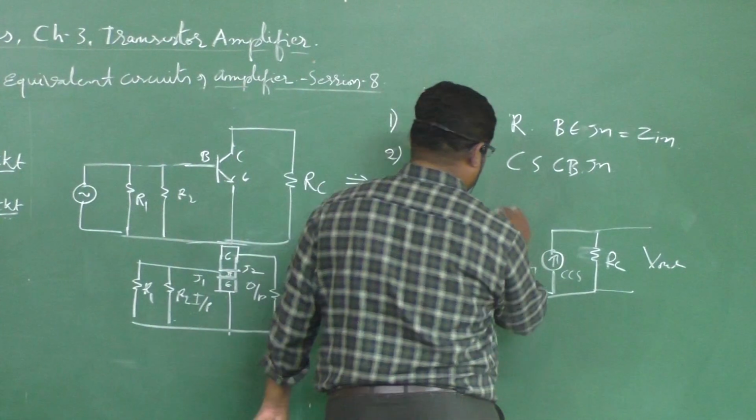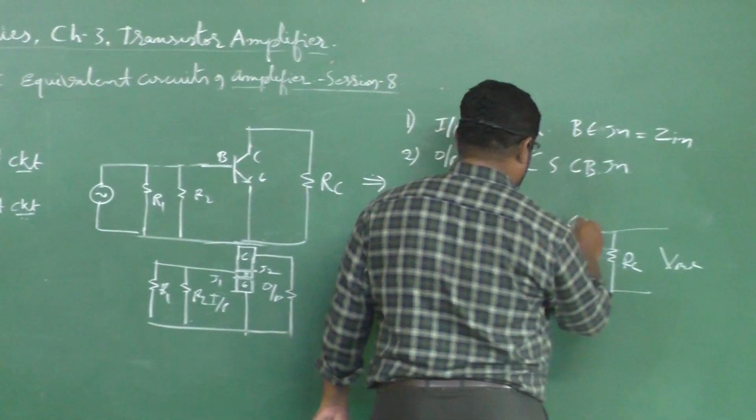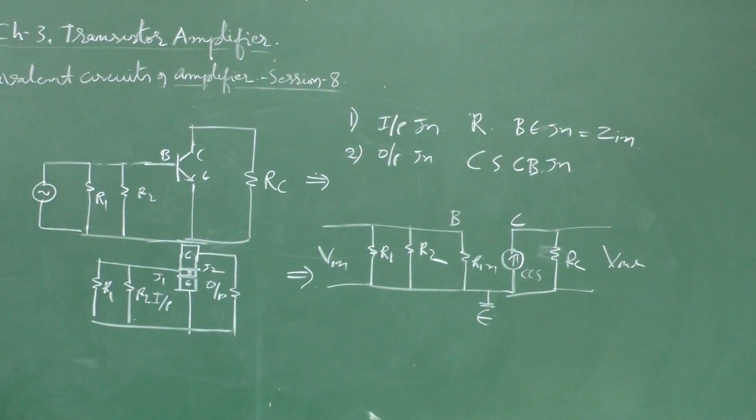So this is the base, this is the emitter, and this is the collector. So base, collector, and emitter. This R in is the input resistance, that is also known as Z in. Z in is the input resistance. Okay, so now we'll write the expression for the input impedance, that is Z in.